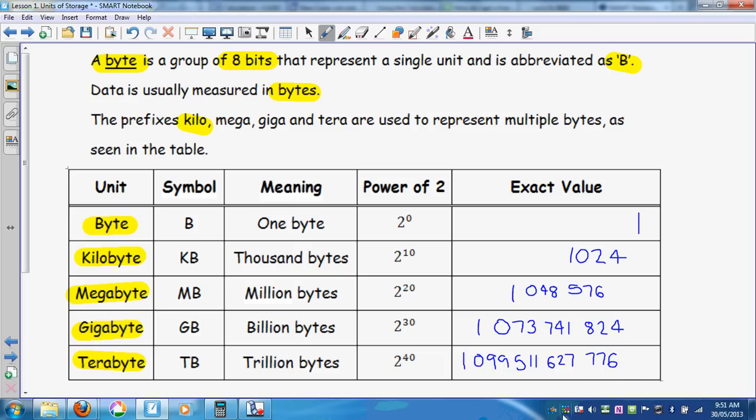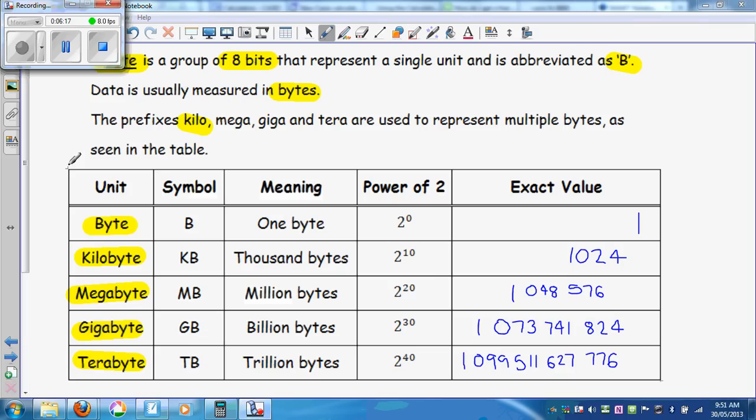So in our next section, we'll look at converting in between bytes and kilobytes and megabytes and gigabytes. And then later on, we'll look at converting those back to bits, remembering that 1 byte is 8 bits. So we'll go on to the next lesson.